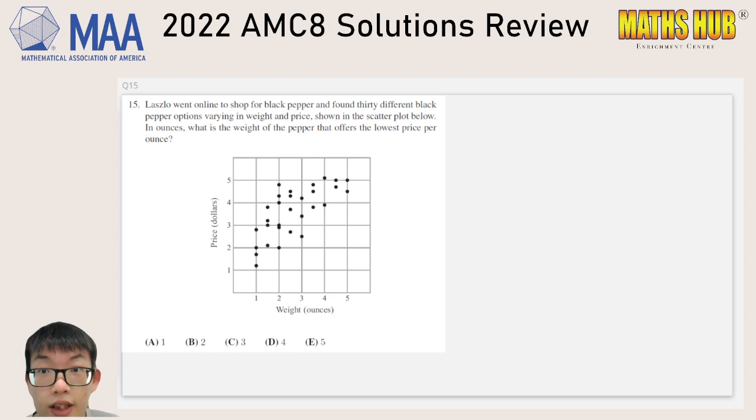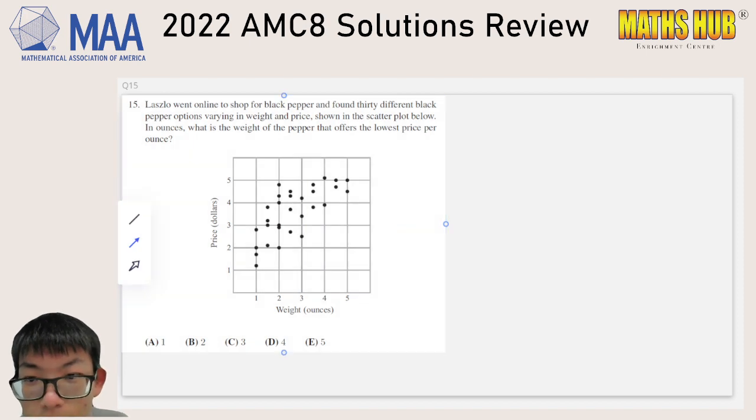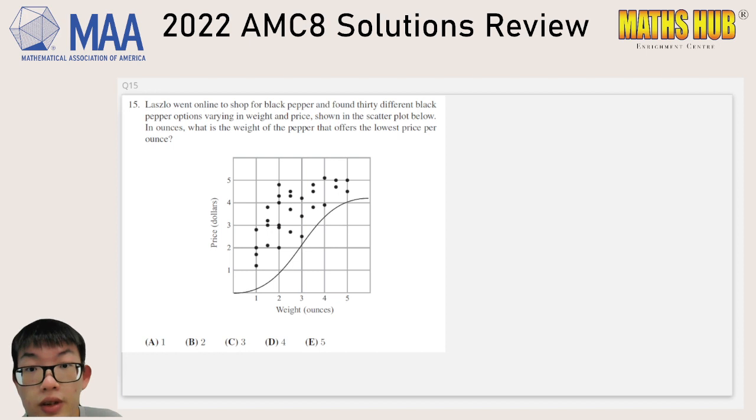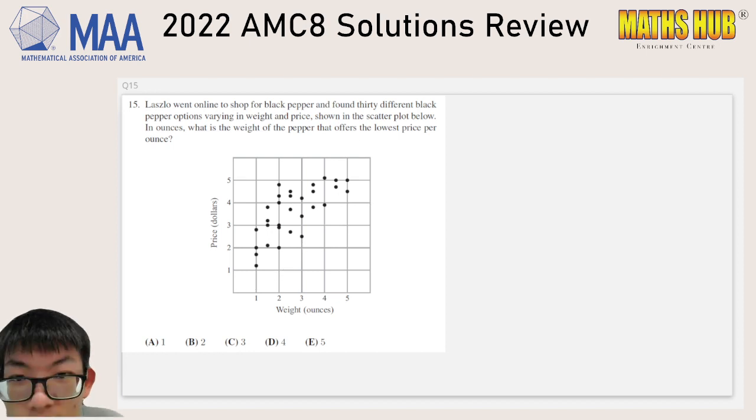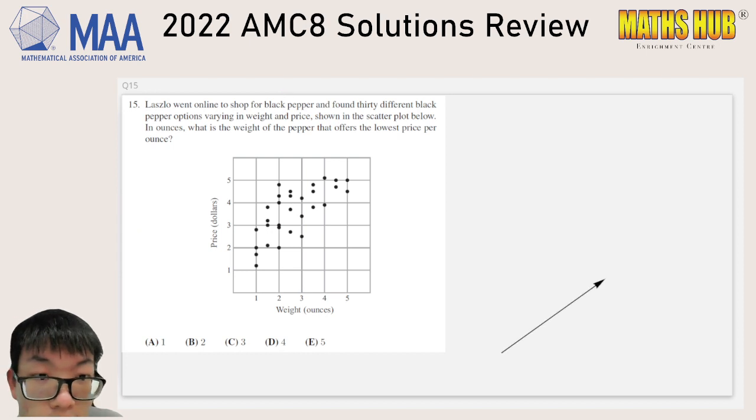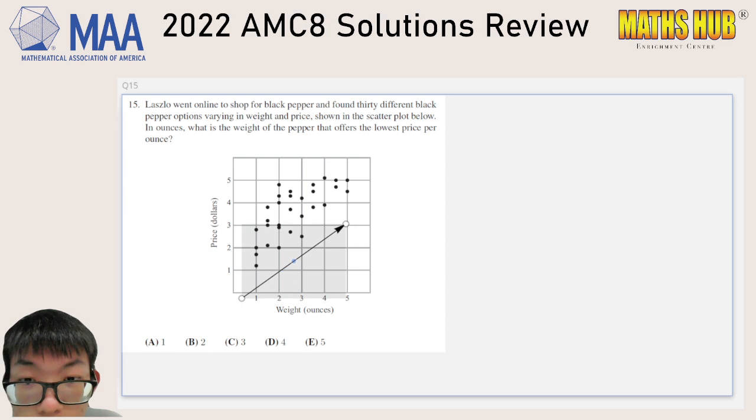Question 15. Laszlo went online to shop for black pepper and found 30 different black pepper options varying in weight and price, shown in the scatter plot below. In ounces, what is the weight of the pepper that offers the lowest price per ounce? This is quite convenient. I'm going to see if I can draw a line to help me out. Oops, this is a curve. This is a line. Let me move it over.